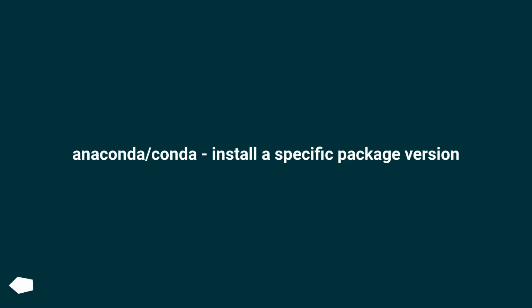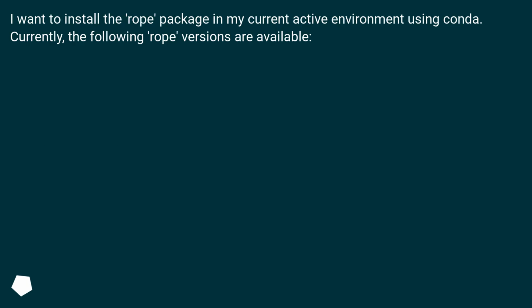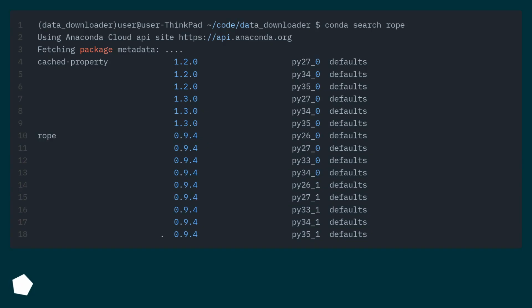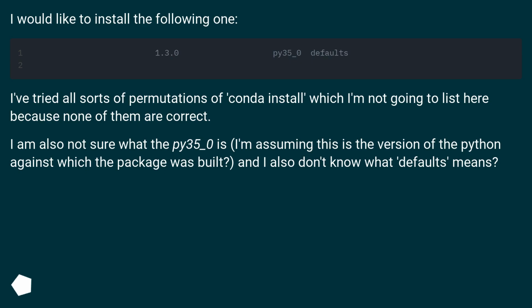Anaconda/conda, install a specific package version. I want to install the rope package in my current active environment using conda. Currently, the following rope versions are available. I would like to install the following one.